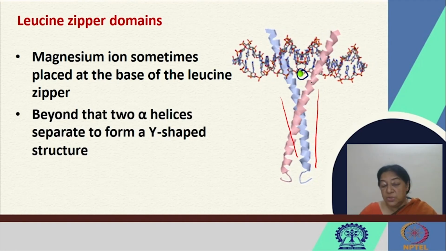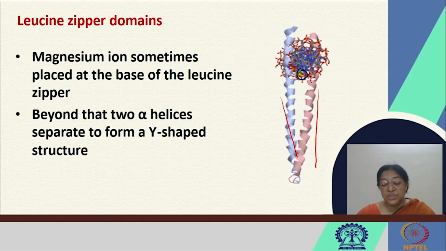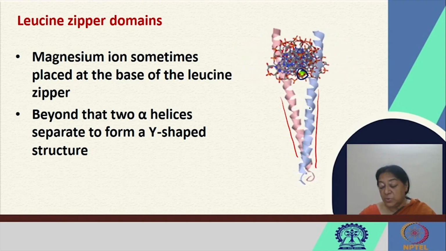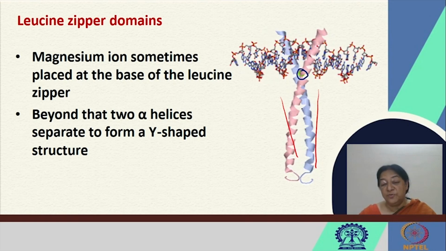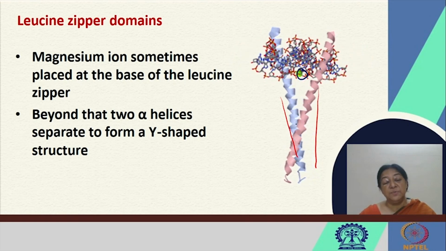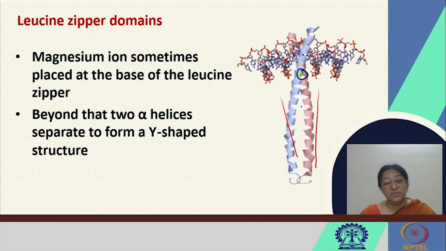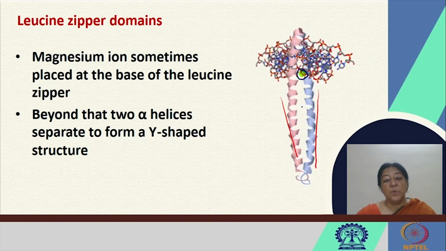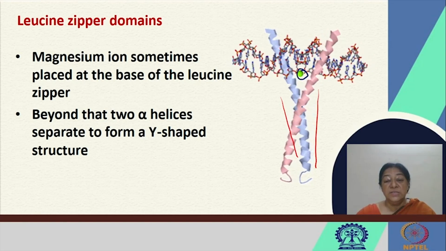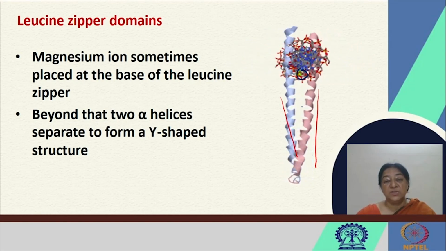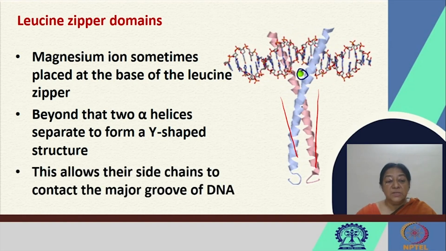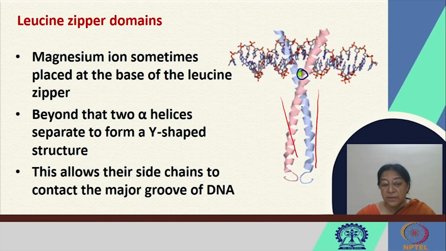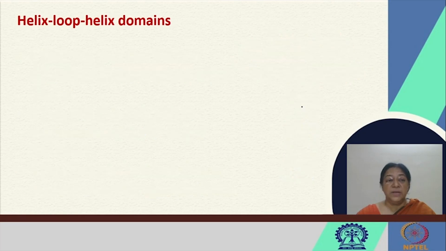Beyond that, as we see, the two helices form a Y-shaped structure, and the interactions between the two helices allow a hydrophobic type of interaction because of the presence of the leucine residues, which looks like a zipper, which is why it is called a leucine zipper domain that interacts with the DNA. So the side chains now can interact with and recognize the major groove of the DNA.